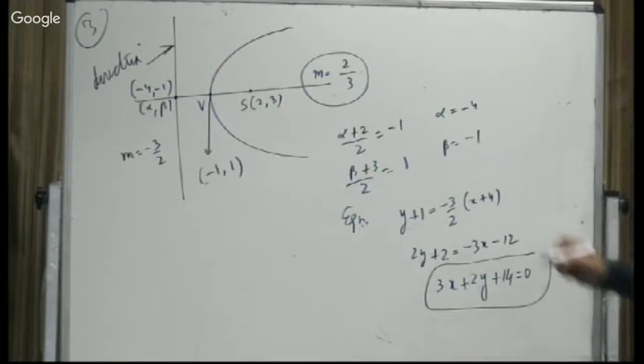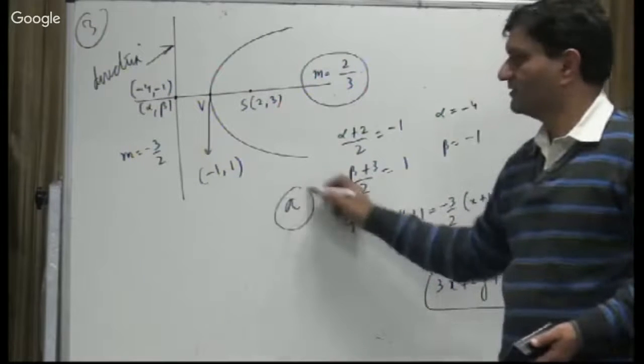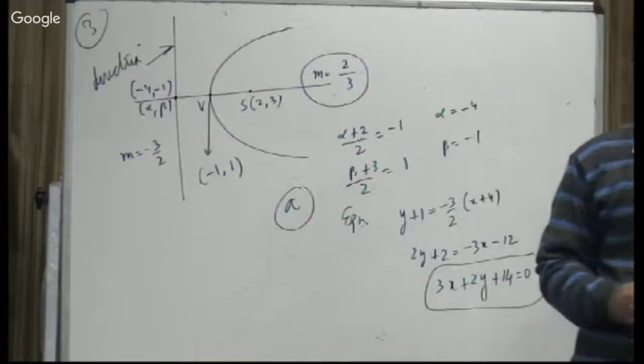So which is this option? 3x plus 2y plus 14 equal to 0 is option A. So A is the right option. Now try question number 4.